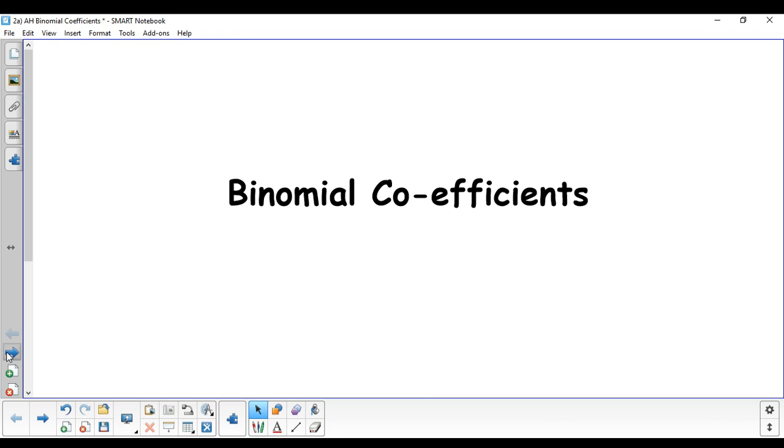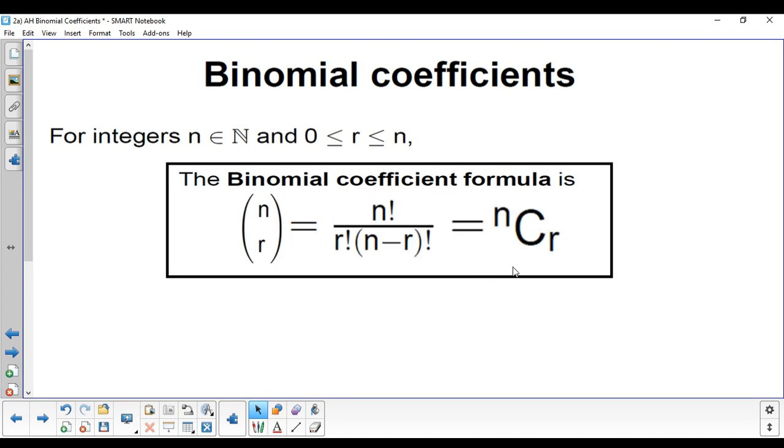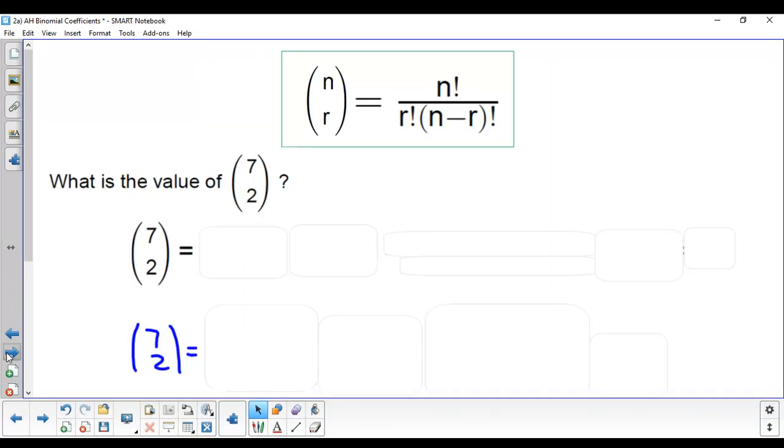Okay, now we're going to find coefficients. When you have binomial coefficients, you'll see that they appear with brackets in n r, or you will have factorials given, or you may see a C. In general, you're going to be given the bracket and you need to use this rule here, okay?